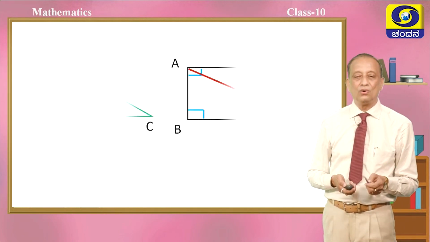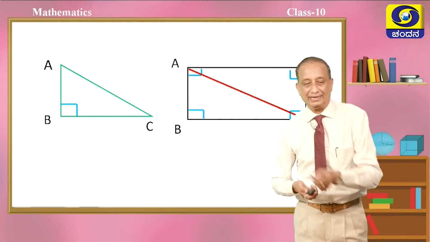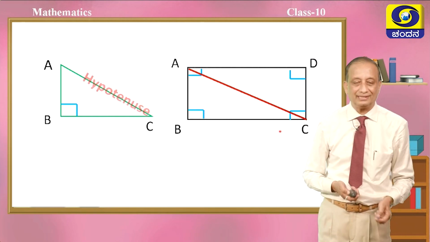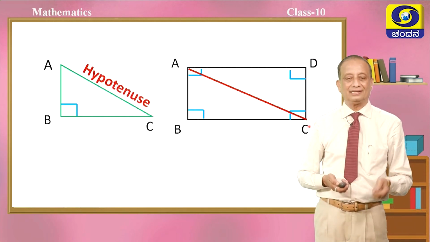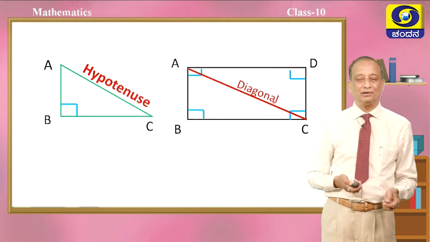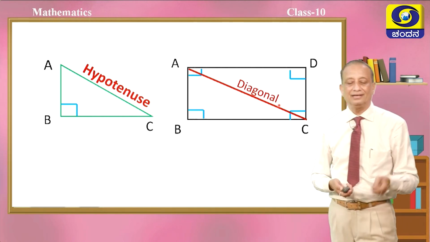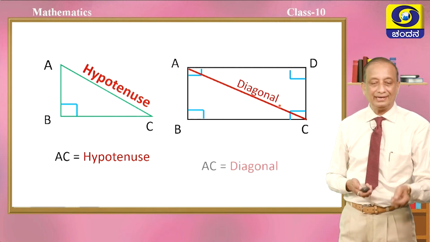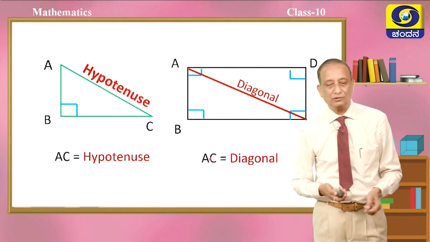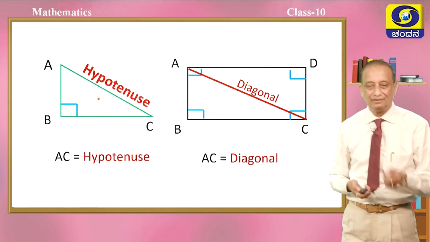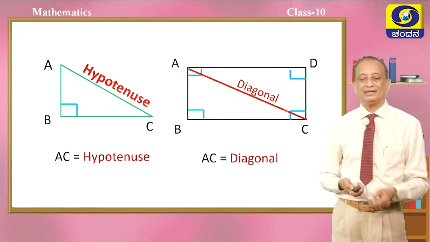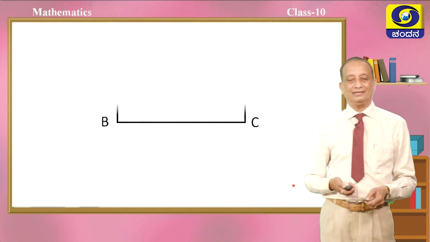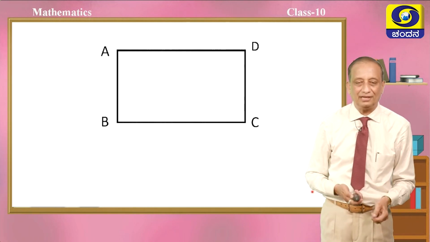Now observe the right angle triangle as well as the rectangle. In the right angle triangle, AC is called the hypotenuse. The same thing in a rectangle is called the diagonal. So in a right angle triangle we call the side opposite to the right angle the hypotenuse, whereas the same thing in a rectangle is called the diagonal.